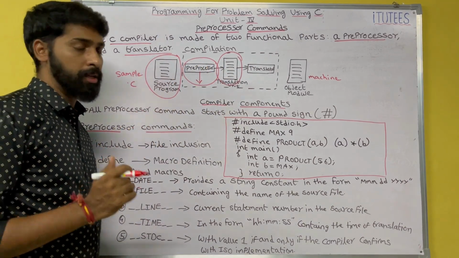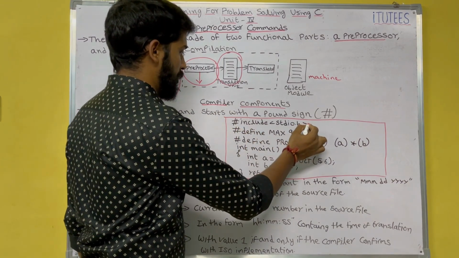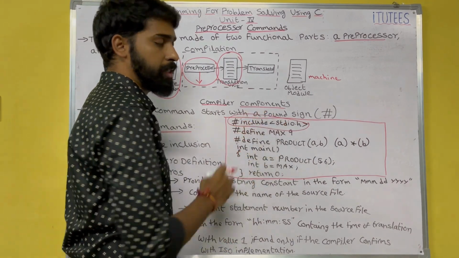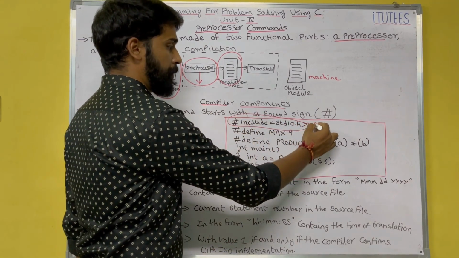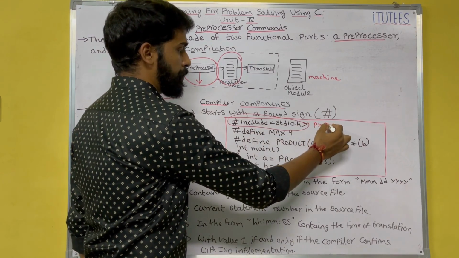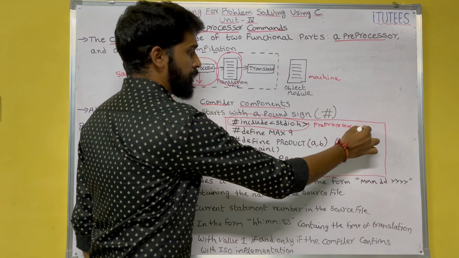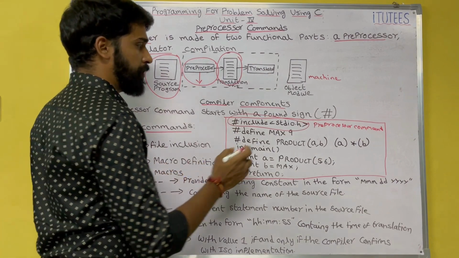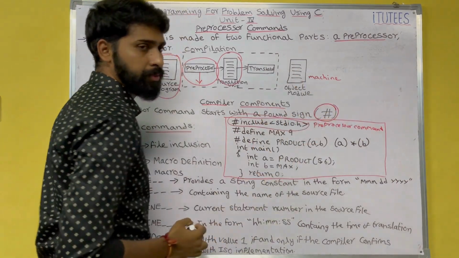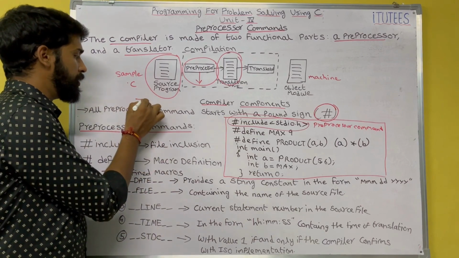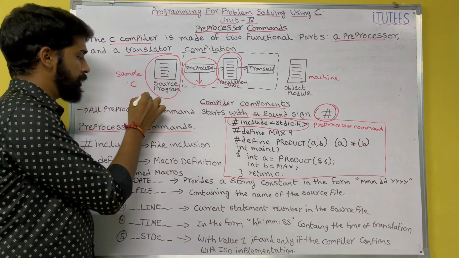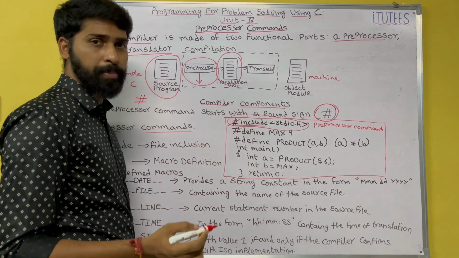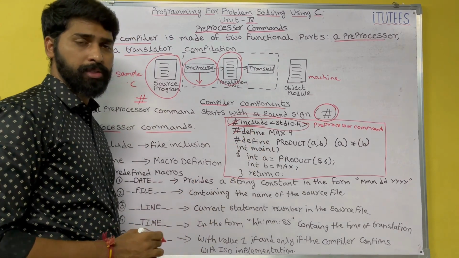If you observe, in every program we write one instruction: hash include stdio.h. What is this instruction? Hash include is a preprocessor command. All preprocessor commands start with the pound sign, hash. If you see a hash in our program, all of these are preprocessor commands. Hash include is a preprocessor command, and hash define is a preprocessor command.